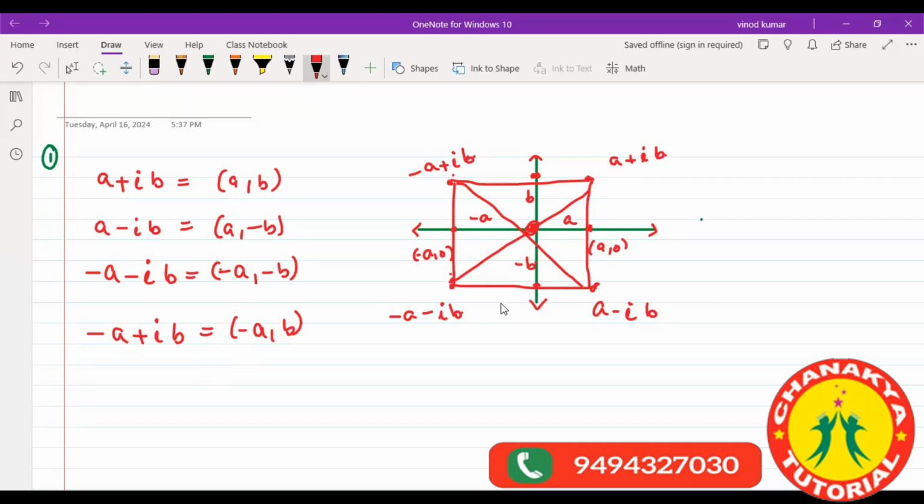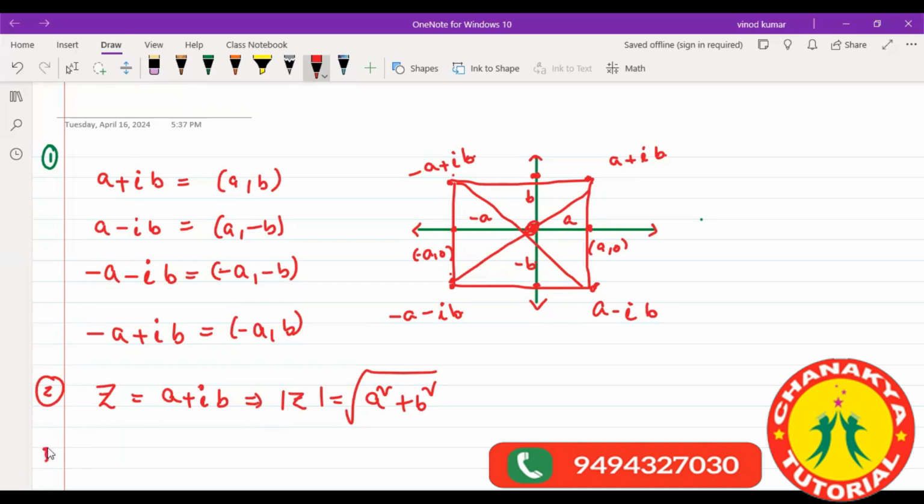The modulus of a complex number z equals a plus ib is the distance from the origin to the point P in the Argand plane corresponding to z. Already I told you. Modulus of z equals the square root of a square plus b square. Next, amplitude or argument of z.